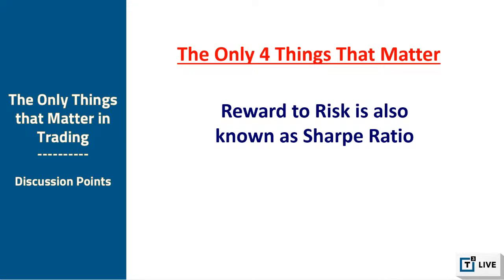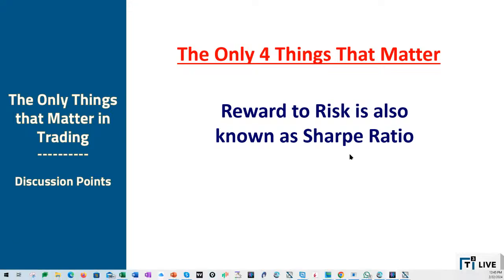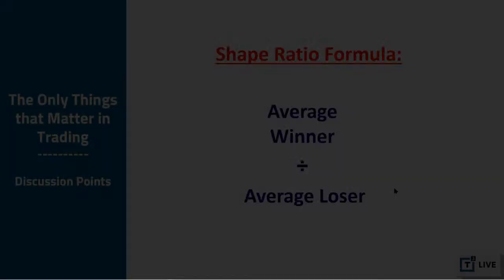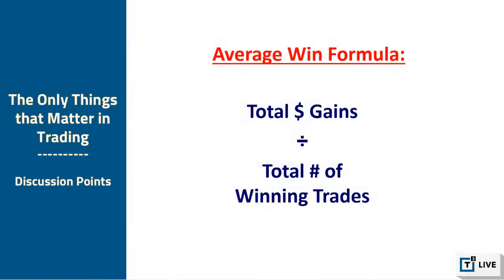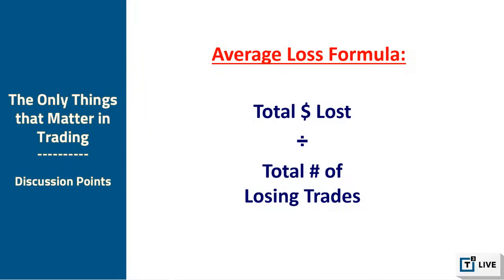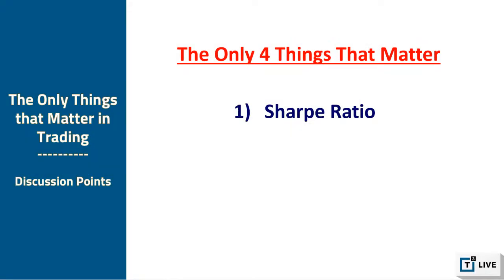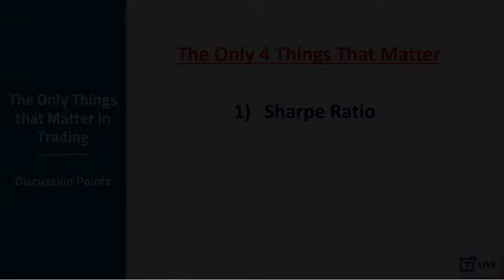So reward to risk, also known as Sharpe ratio. Again, it's not, but the reward to risk determines your Sharpe ratio. The formula for Sharpe ratio is average winner divided by the average loser. So the average winning trade divided by the average losing trade. How do you calculate the average winning trade? You take the total gains, total dollars gained, divided by the total number of winning trades. How do you figure out what the average loss is? Similarly, you take the total amount lost and you divide by the total number of losing trades. And that's how you figure out what the Sharpe ratio is.